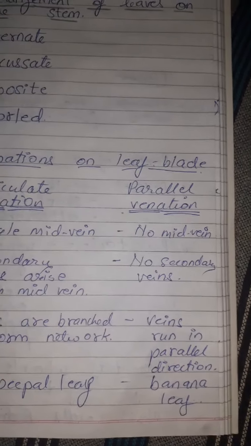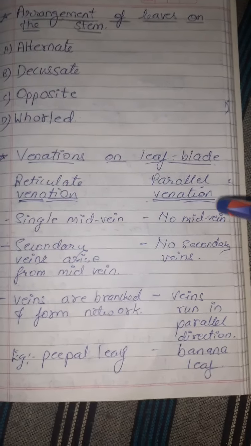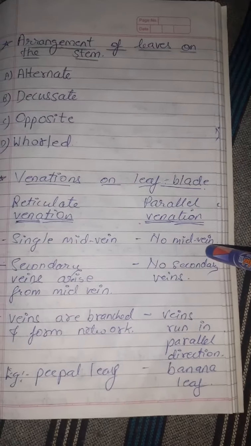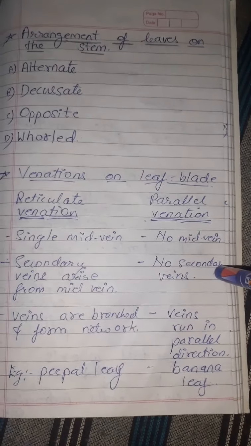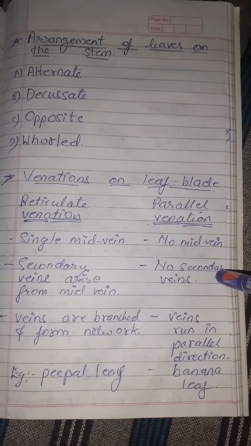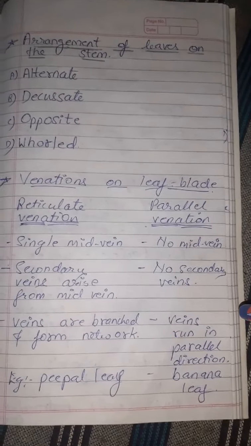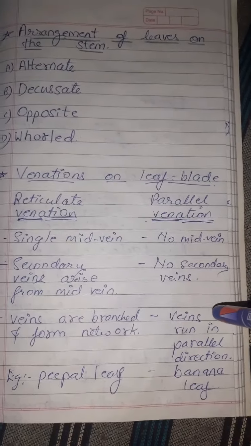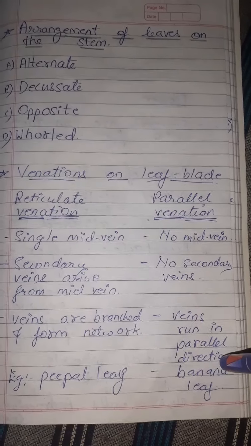Another type of venation is parallel venation. Here in parallel venation, there is no mid vein. You will not see a vein which is at the center of the leaf, and there are no secondary veins which will branch from the mid vein. Yes, but there are veins in the parallel venation, and all the veins will run in one parallel direction.